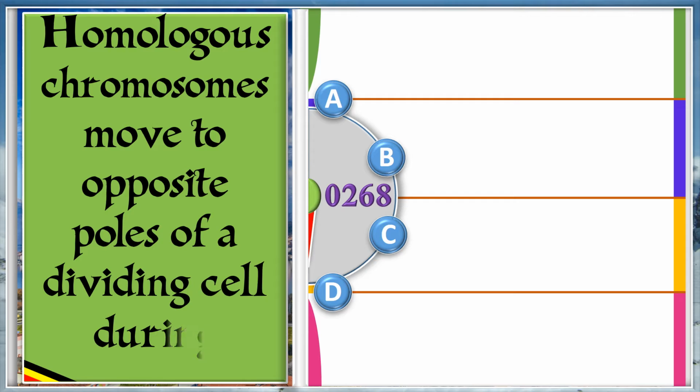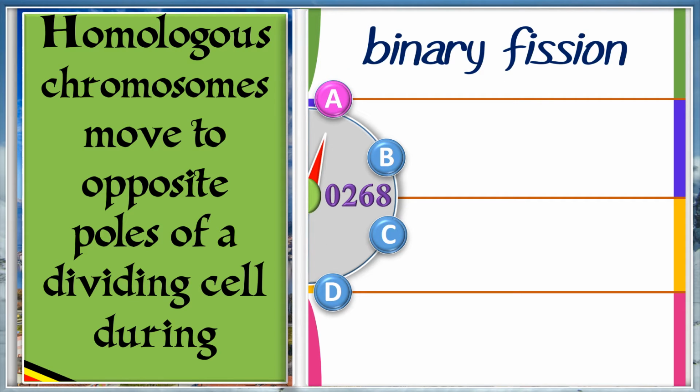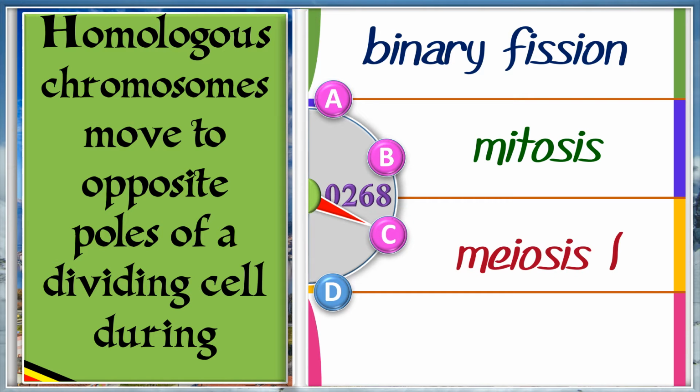Homologous chromosomes move to opposite poles of a dividing cell during: A. Binary fission. B. Mitosis. C. Meiosis 1. D. Meiosis 2. And the answer is C. Meiosis 1.